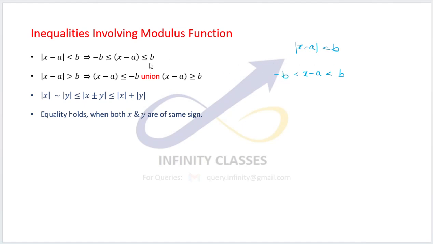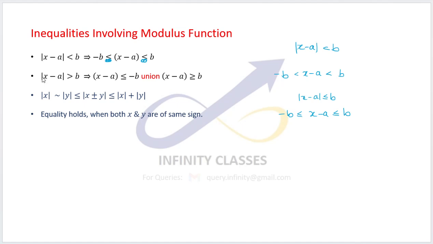There is some mistake here. There should not be an equal to sign here. So if mod of x minus a is less than b, then x minus a should be between minus b and b. If there is an equal to sign, mod of x minus a is less than equal to b, then it would be minus b less than equal to x minus a less than equal to b.